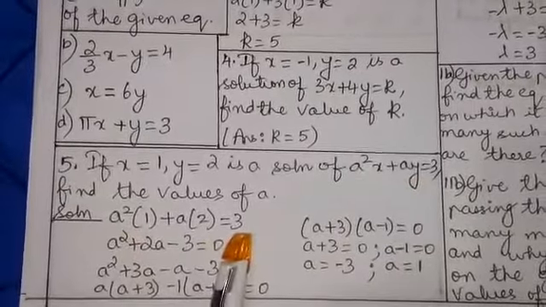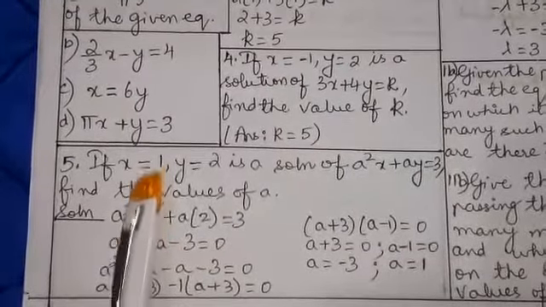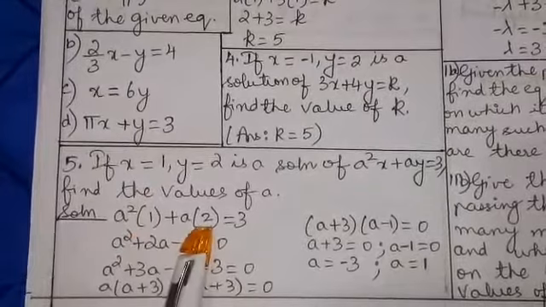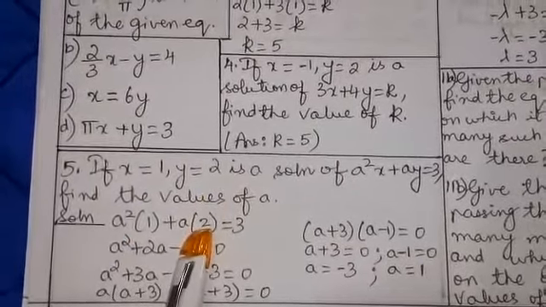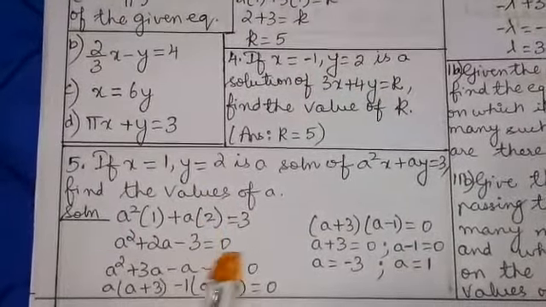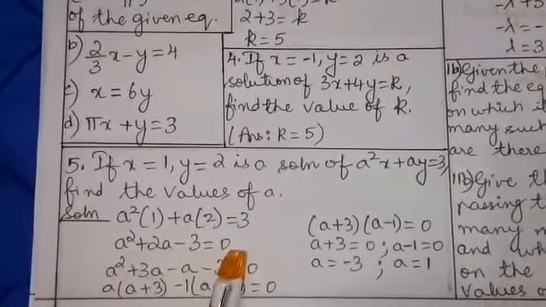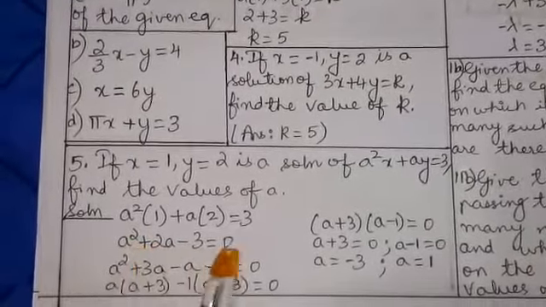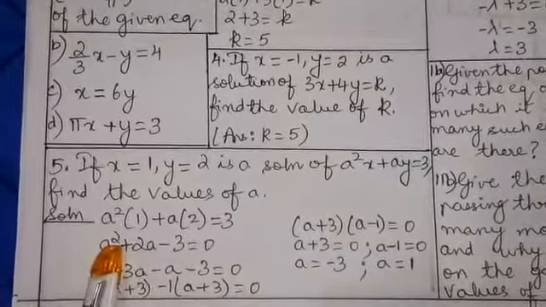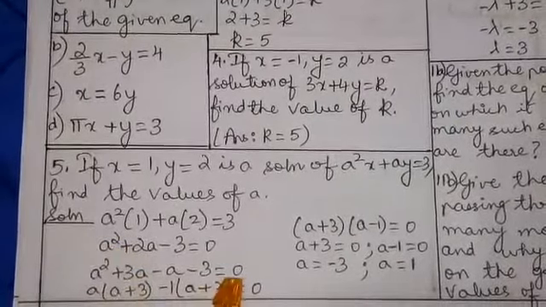Take up the equation. In place of x, use 1 and in place of y, use minus 2. Simplify this. Here we get a quadratic equation in a. Solve this by splitting the middle term.